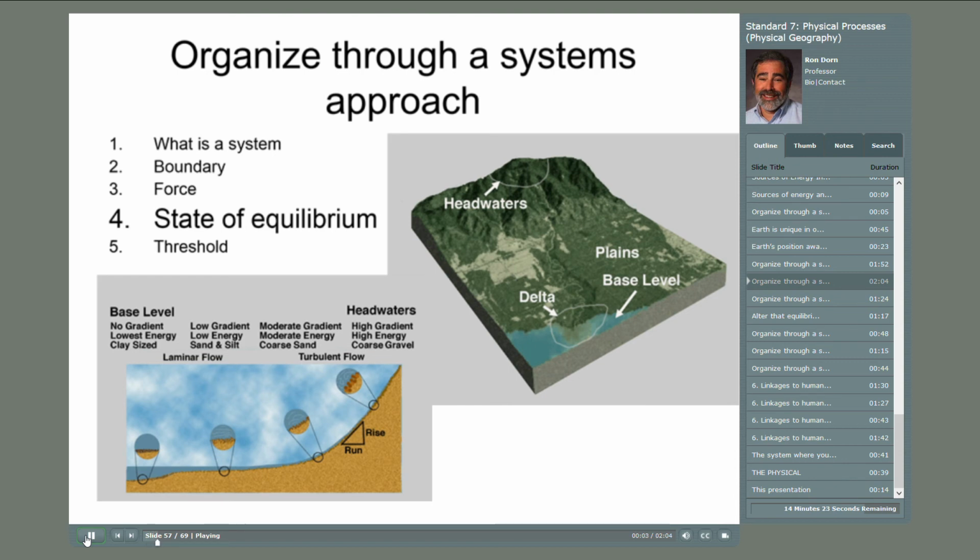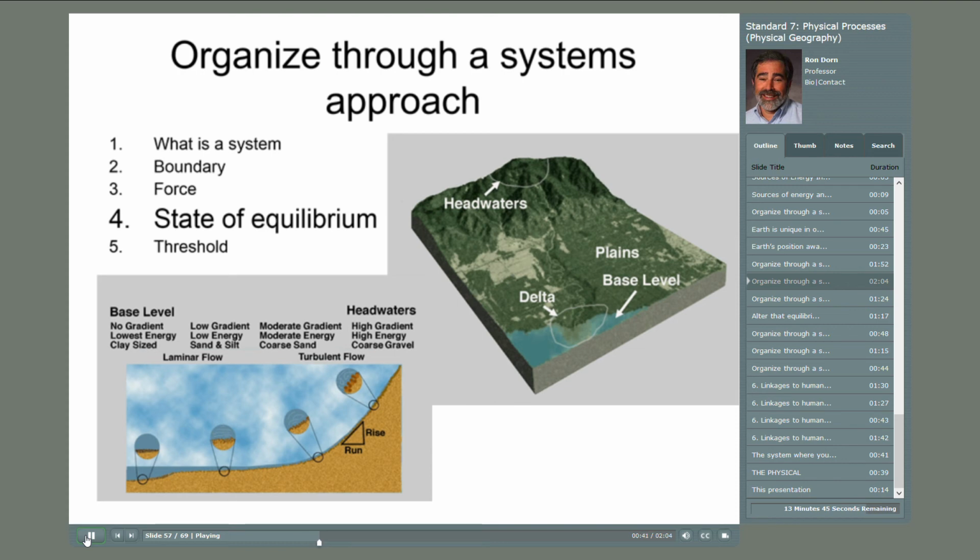The concept of equilibrium is one of balance, and from a physical geography perspective, I think the equilibrium of river systems will help you understand very commonly taught landforms of a delta, a plain, and the mountains. If you think about the change of a river as it moves from the mountains down towards the delta where the river enters the ocean, there is a change in the steepness or the gradient of the river.